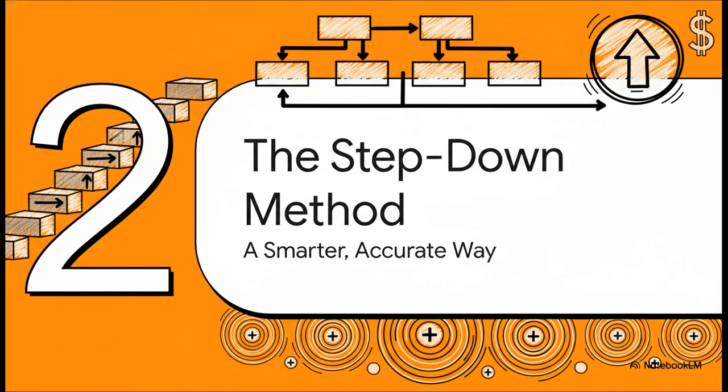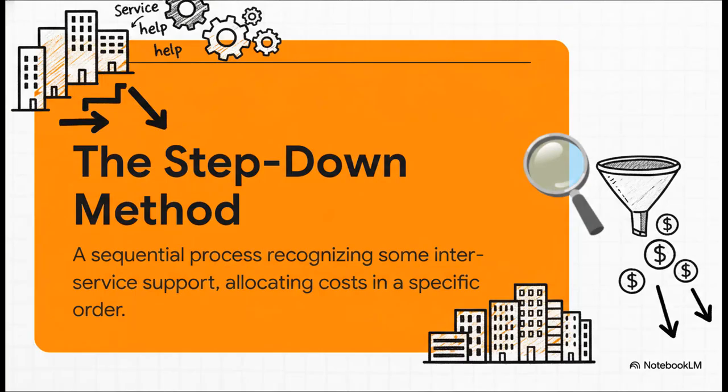So if we want to get a little more accurate, where do we go from here? Well, let's level up to our second method, the step-down method. This one starts to add a little more nuance and gets us way closer to the real cost of things. Now, unlike the direct method, the step-down method actually acknowledges that, hey, service departments help each other out. The catch is, it does this in a very specific one-way sequence. You basically rank the departments and then allocate costs down the line, in order.